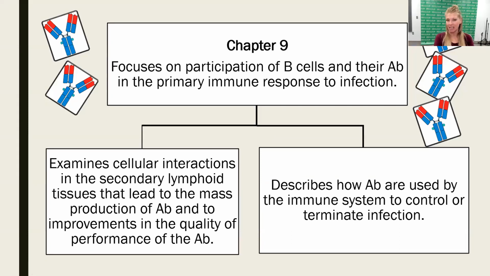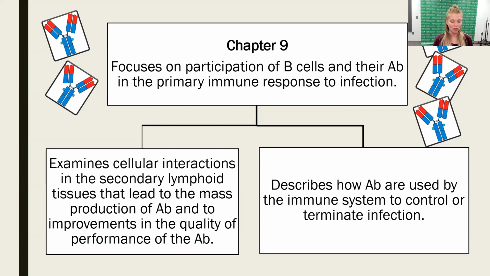So let's go ahead and break down what this is going to look like. It's a big set of slides. I think there's over 50 slides, so I'm actually going to break this up into 4 different lectures. The first 2 will look at one piece, on the left here, which examines the cellular interactions in that secondary lymphoid tissue, in those lymph nodes, the gut MALT, and spleen, that lead to the mass production of antibody.